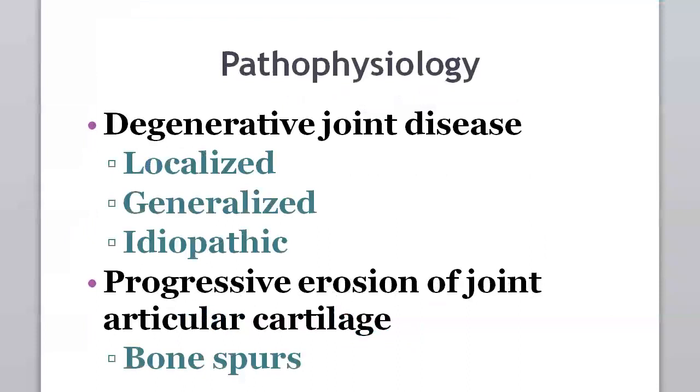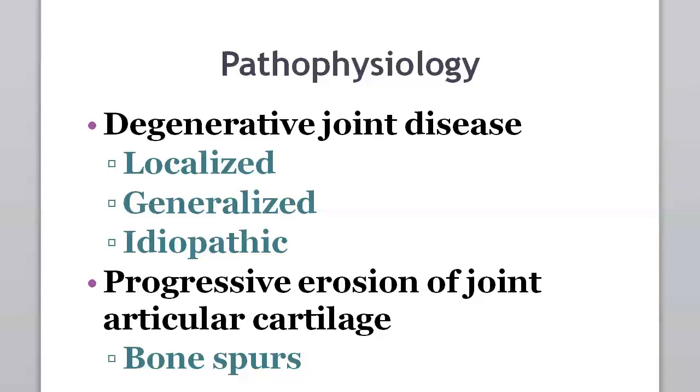Osteoarthritis is a degenerative joint disease, and we can classify it as localized, generalized, or idiopathic. Osteoarthritis has no identifiable cause, but a lot of people believe it is caused by both mechanical and molecular factors. Idiopathic osteoarthritis can be divided into localized or generalized, with localized OA affecting one or two joints, and generalized OA affecting 3 or more joints.